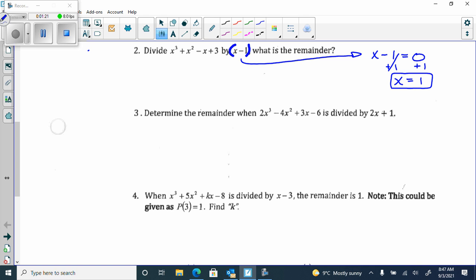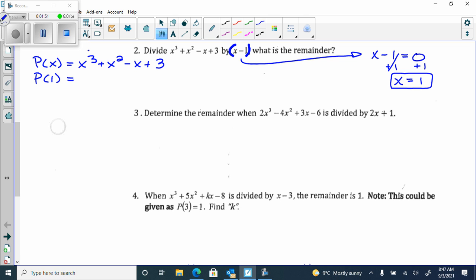So now, remember, you can't just say the polynomial p of 1 is this, because there's nothing labeled as p, right? So what we want to do first is say, okay, p of x equals x cubed plus x squared minus x plus 3, because this actual function isn't labeled to anything. And now we can actually go p of 1 equals, right, because we have a p.